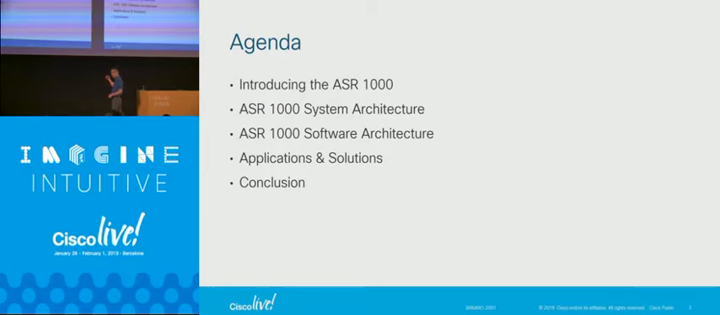So the agenda: we're first going to introduce ASR 1K to make sure everyone has the same level set on what the ASR 1K is. Then we talk about the system architecture. Then we talk about the software architecture, what are the new innovations we're bringing into the IOS XE software release. Then we bring back home by talking about applications and the solutions that you can actually use the ASR 1K for.